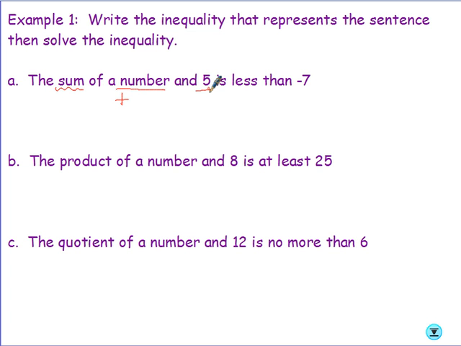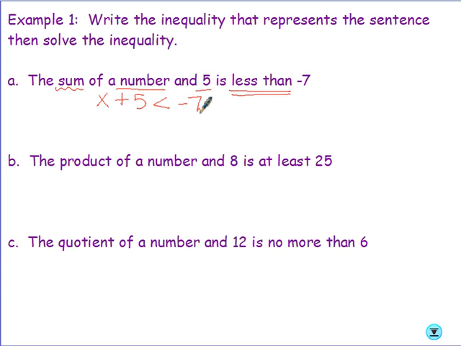Well, when you hear the phrase, a number, we don't know what number you're talking about. And when we don't know what you're talking about, we always use a variable. So the two things that we are adding are a variable, which I'm just going to use the letter x, and 5. Then, if we keep going, it says, is less than. There's your symbol, less than -7. So I just took a sentence and translated it into symbols.